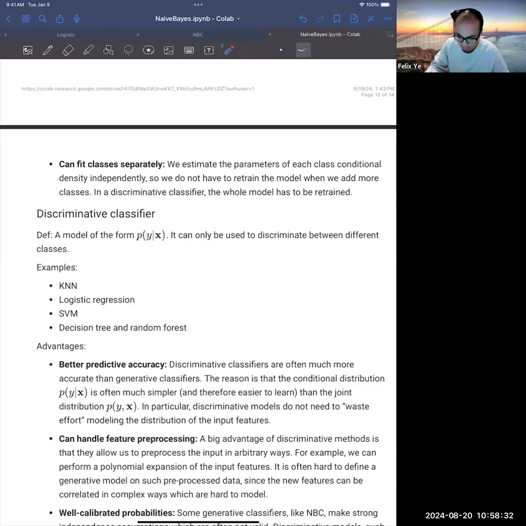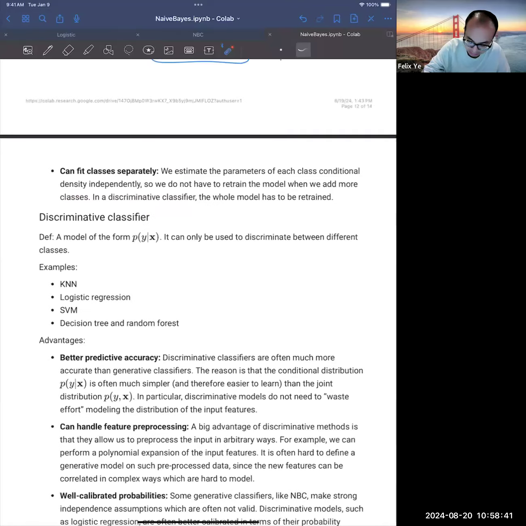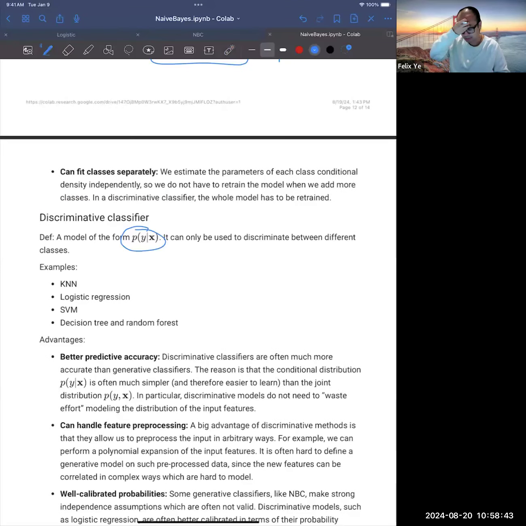On the other hand, the discriminative classifier is basically the case where we're trying to maximize the conditional probability, the probability of y conditional on x and theta. This can be used to discriminate between different classes, which could be binary or multi-class. Examples include k nearest neighbor, logistic regression, SVM, and decision trees.